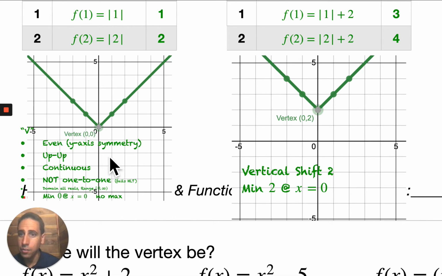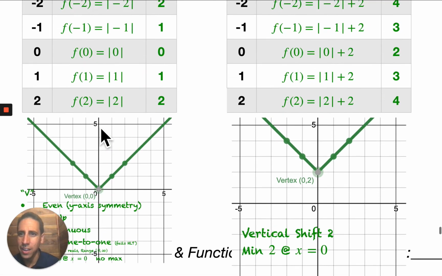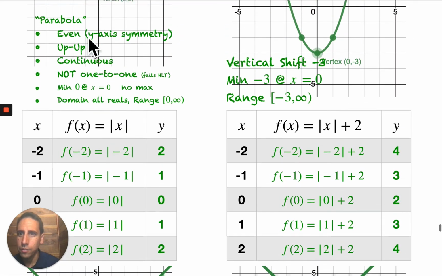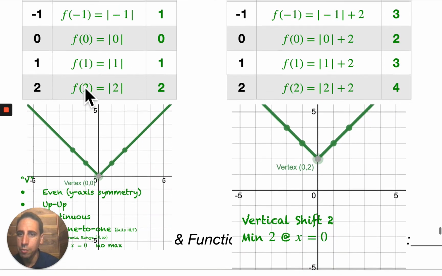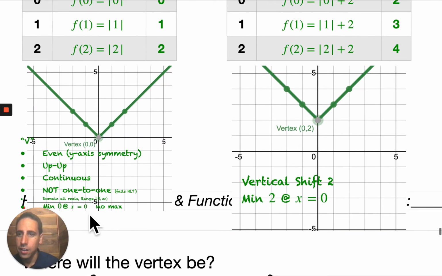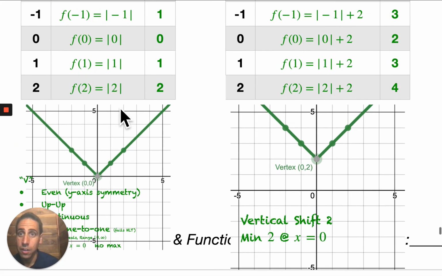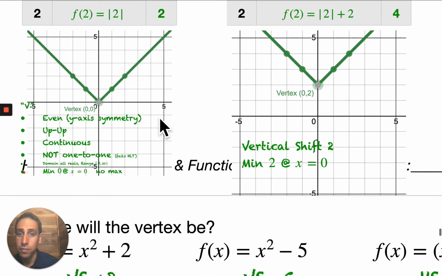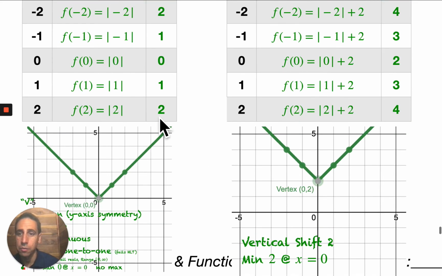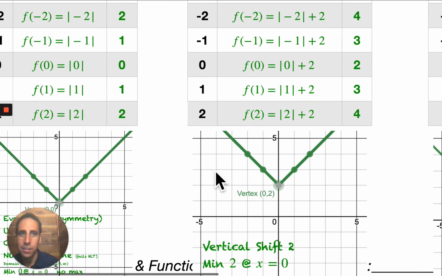The domain is all real numbers. Wow, this is like exactly the same. All these features right here are exactly repeated down here. The minimum y value is 0 right here, where x is equal to 0 on this table, and there's no maximum. Okay, so all the properties are the same. It's just like straight instead of curved.